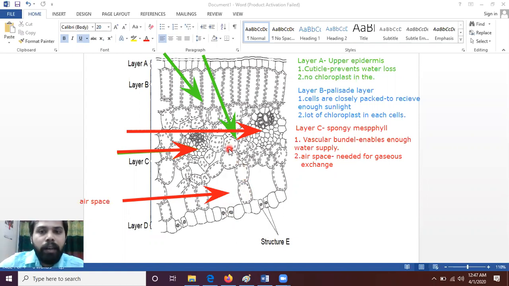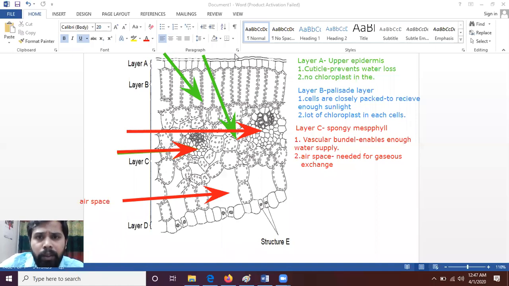Okay, so this is the use of airspace in this layer. Another good thing about this layer is that it also contains chloroplast. So if I add, there is chloroplast even in these cells also. That means photosynthesis takes place in two layers. That is layer B, that contains a lot of chloroplast. Even in layer C, the cells contain chloroplast, so that photosynthesis can occur. Do you get my point? So in layer C also you will have photosynthesis. Okay, done.